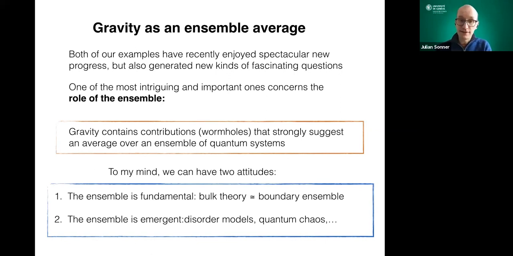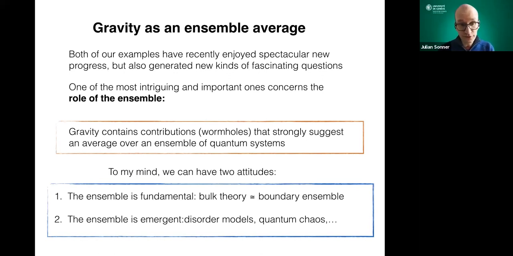And to my mind, basically there are two attitudes. One, which is an attitude that has been proposed more recently in lower dimensions in particular, is that this ensemble is just a fundamental property of AdS/CFT. So rather than this canonical view that I just explained, one bulk theory, one boundary theory, we actually have one bulk theory, but this is dual to a whole ensemble of boundary theories. Okay, that's on the face of it very strange, very different from what we usually say and think.